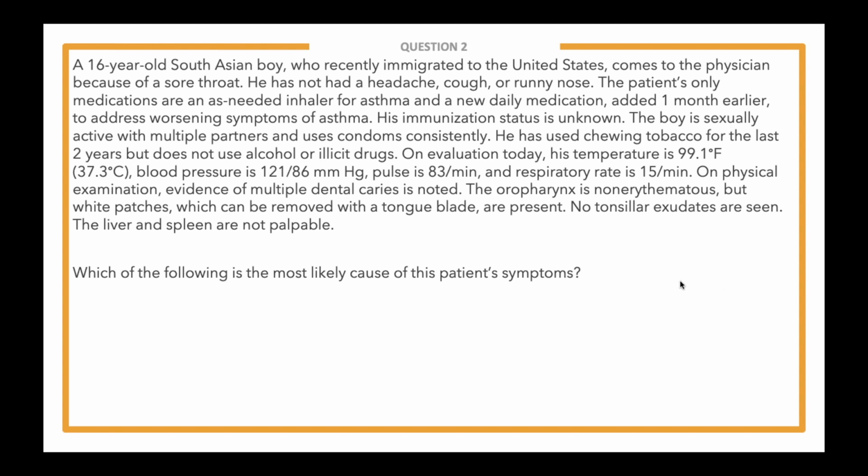Which of the following is the most likely cause of this patient's symptoms? So I want all of you to start thinking about the important clues in this vignette as I hand it off to Paras.